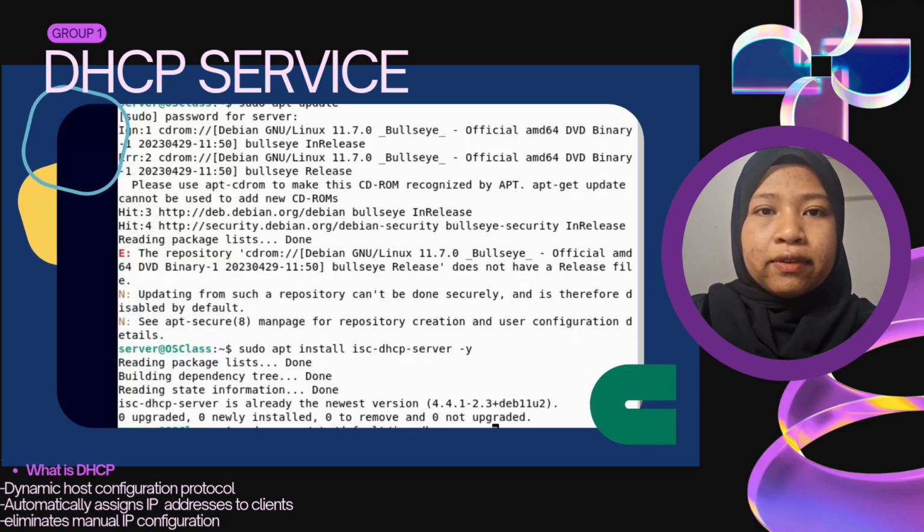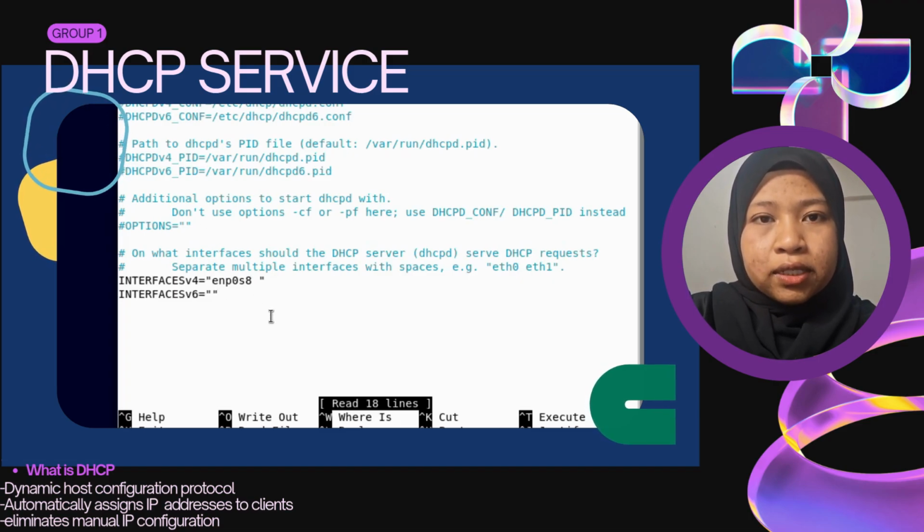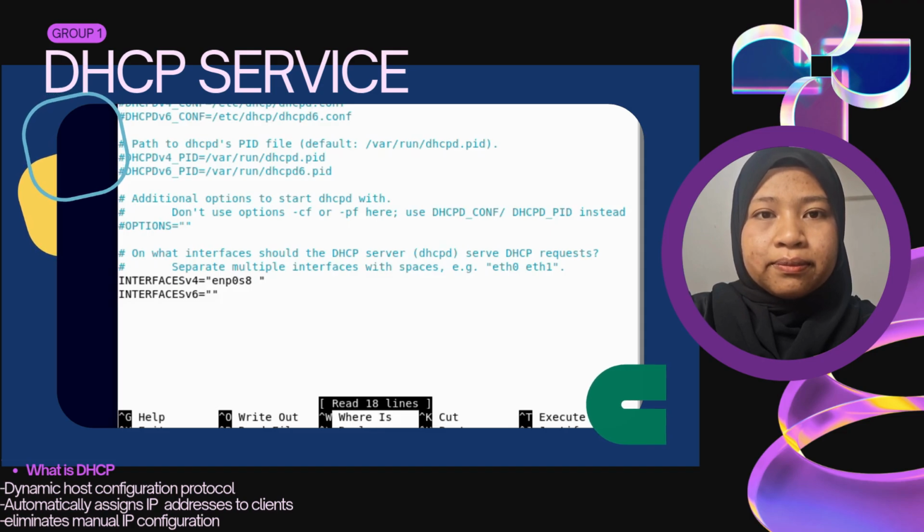Next, I will open the interface configuration file and set INTERFACESv4 to enp0s8. This is the internal network interface in my environment. This ensures the DHCP only serves the internal network and does not interfere with the internet connection on enp0s3.